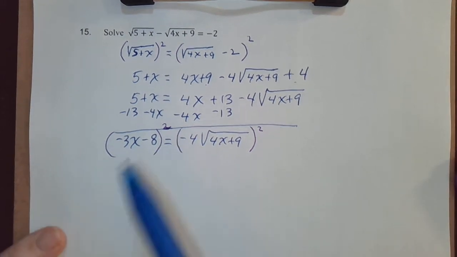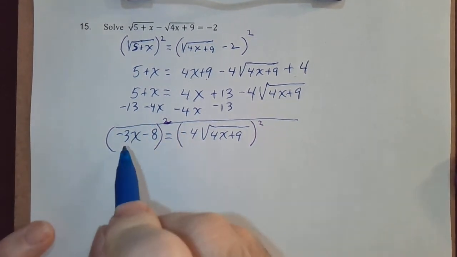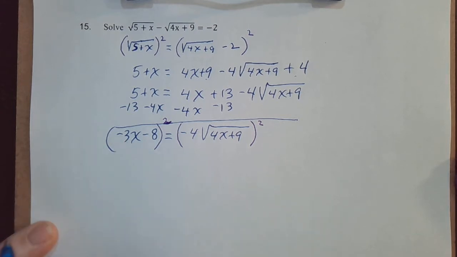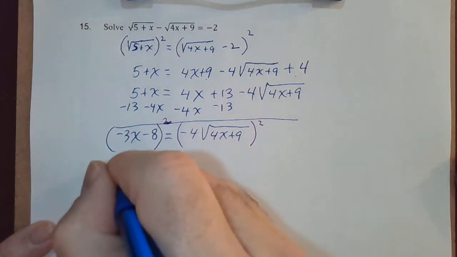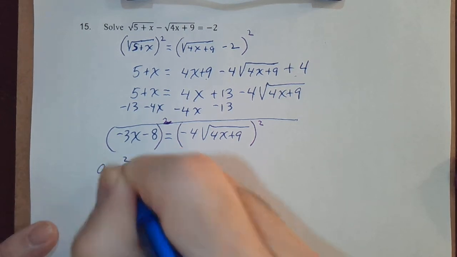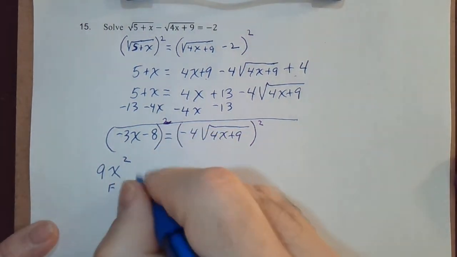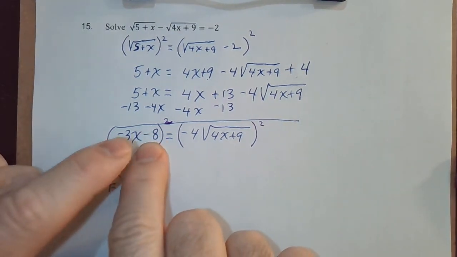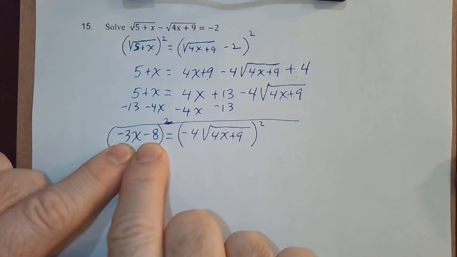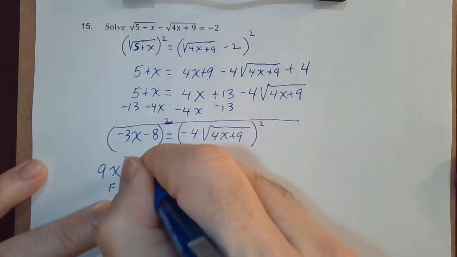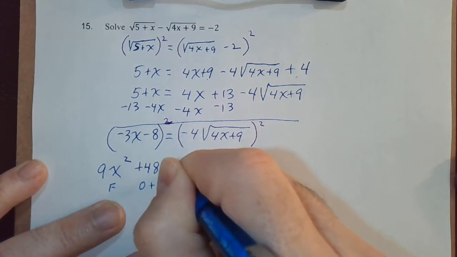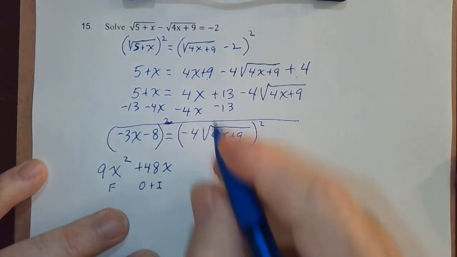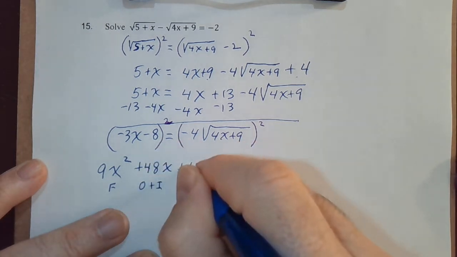All right, and on the left-hand side, that means we have to FOIL. So negative 3x squared is going to be 9x squared. That's the F from the FOIL. And then the O plus I, I'm going to put those together. The O would be negative 8 times negative 3x, which is positive 24x. But outer and inner would both be positive 24x. So 24 and 24 is 48x. That's the outer plus inner. And then the last is going to be negative 8 squared, which is 64.